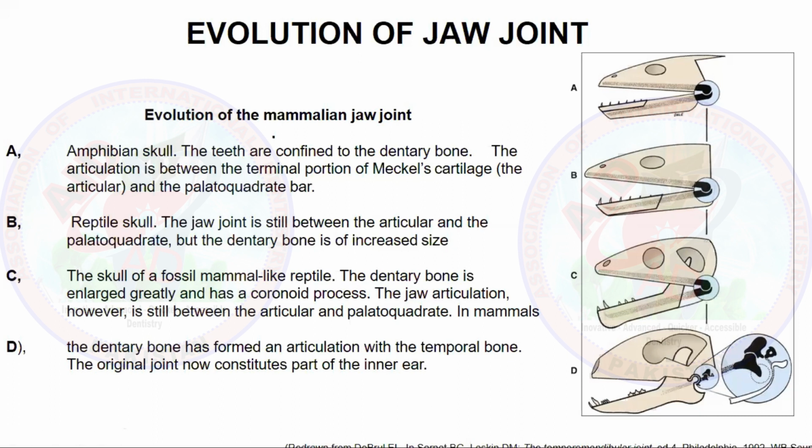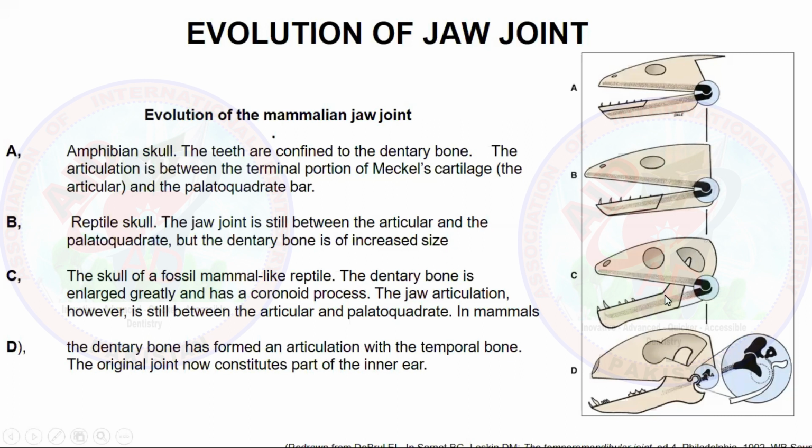When we see the mammals, after this B, the mammalian era starts. It is our era where we have generated. In the initial stages of the mammalian, the dentatory bone is enlarged greatly. And you see the appearance of the coronoid process. Right here, you see there is no coronoid process in the case of reptile. But when we come to the mammalian skull, there is appearance of the coronoid process.